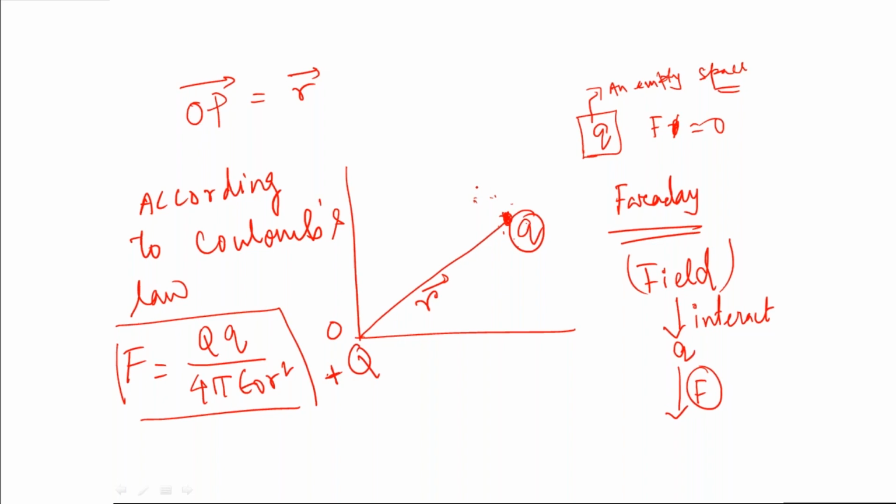Field will interact or act on Q, giving rise to a force. Understand? So I'll just repeat the whole concept of what I am trying to say. If I have a capital Q charge at the origin, and at a distance r away, there is a point P in the space.